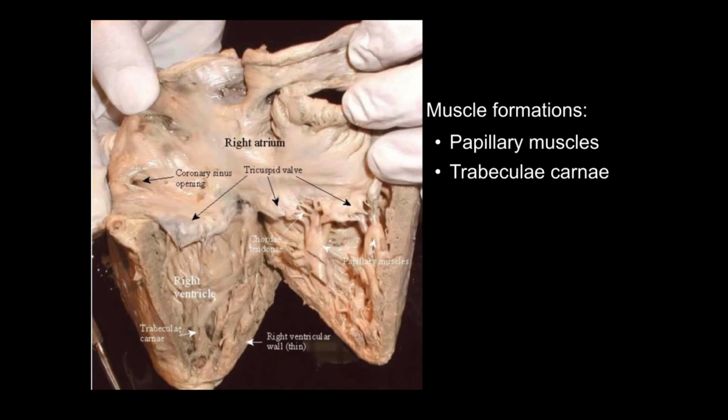And if you look at the remainder of the wall of the right ventricle, it's quite meaty, and there are trabeculae there. Trabeculae carneae are what we call these long structures here, the trabeculae carneae in the walls of the right ventricle. This is also seen in the left ventricle as well.